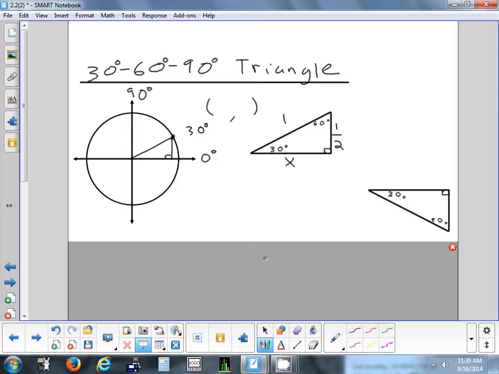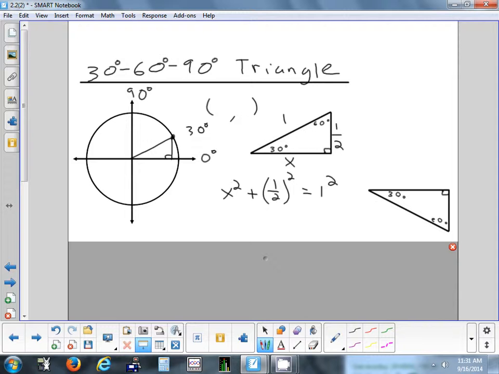Now I want to do the Pythagorean theorem on this triangle, but there's only going to be 1 letter. So we'll do it just like we did before. Michaela, can you fill in my legs and my hypotenuse and tell me what the Pythagorean theorem will say? X squared plus a half squared equals 1 squared. Perfect.